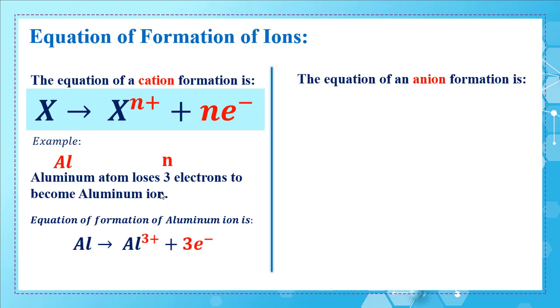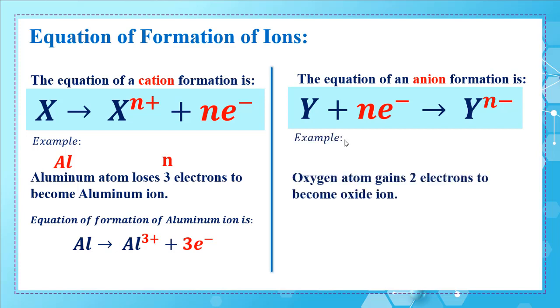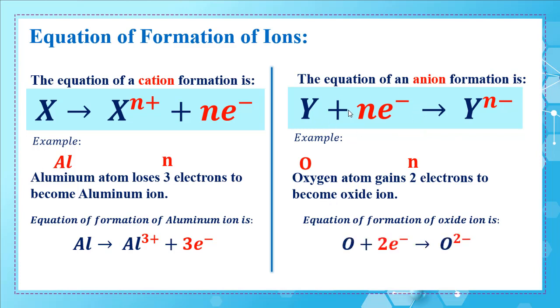On the other hand, the equation of anion formation in a general form is Y plus n electrons to give Yn-. Now let's take an example about oxygen. Oxygen gains 2 electrons to become the oxide ion. The symbol of oxygen is O, and here 2 is n, the number of electrons that are gained. Therefore, if we apply these in the general formula for the formation of the anion, we will get O plus 2 electrons giving O2-.